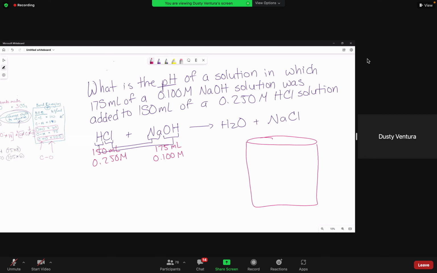So we've got an acid and a base reacting together, and they're going to make water. And water is going to be neutral. So water is going to have a pH of about 7.